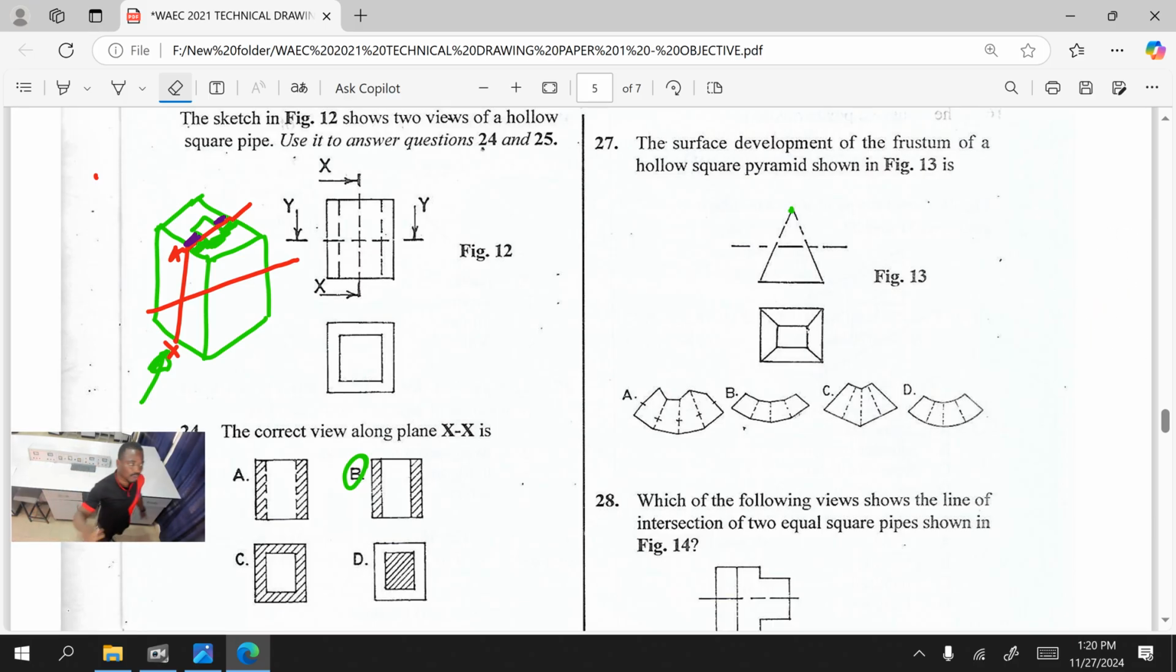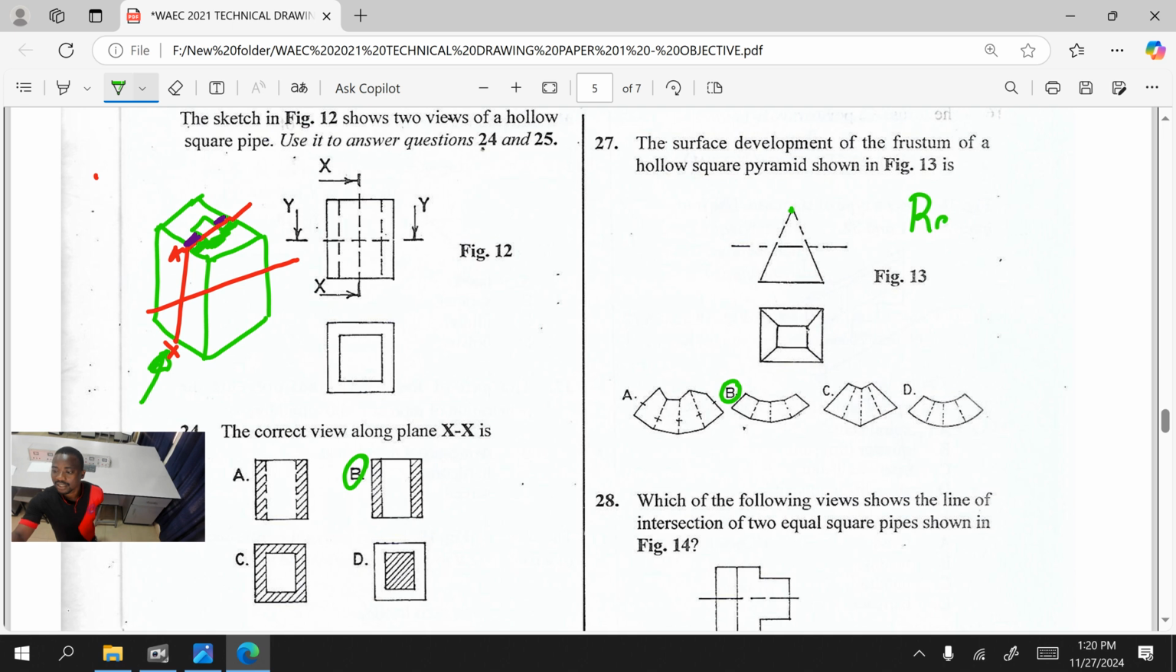So let's look at what will be the surface development. What will it look like? The surface development is going to simply be what? It is going to be B. What method will you be using for this? We are going to use a radial line method. Radial line method is used for pyramids. That's the method that will be used.